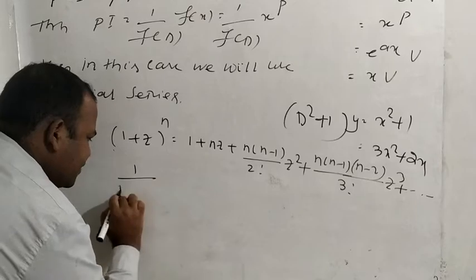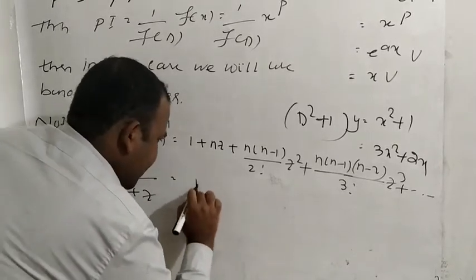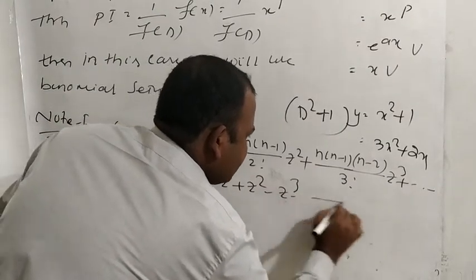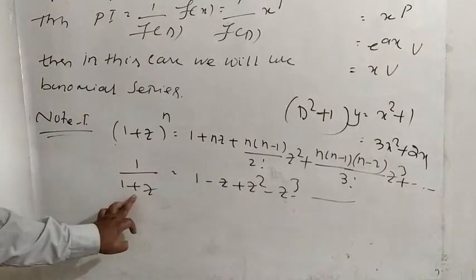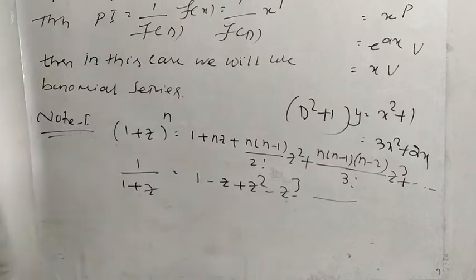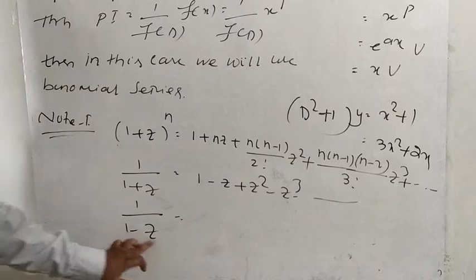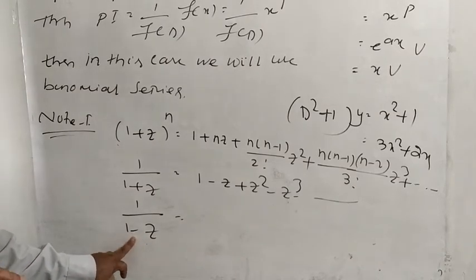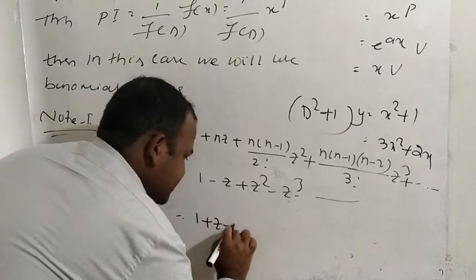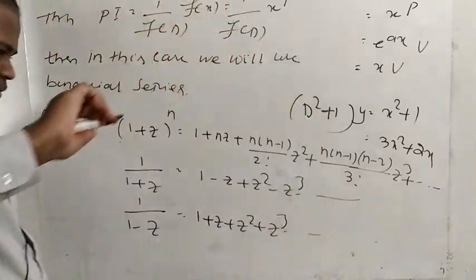Similarly, 1 upon 1 + z, if plus will be there, equals 1 − z + z² − z³, it will continue. If plus is there, the signs will alternate. And 1 upon 1 − z: if minus is there, then all the terms will come in plus. So 1 + z + z² + z³, it will continue.